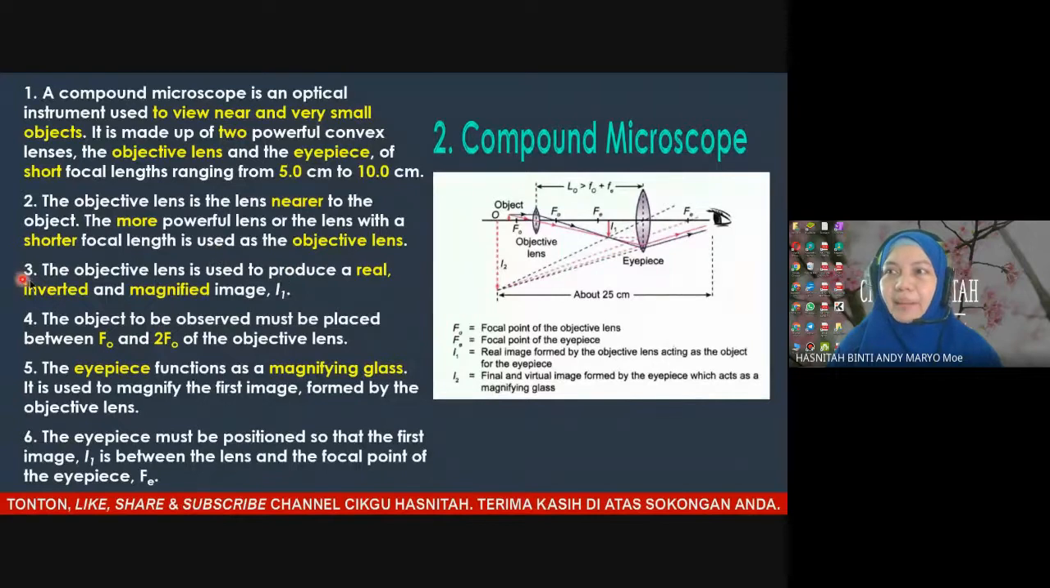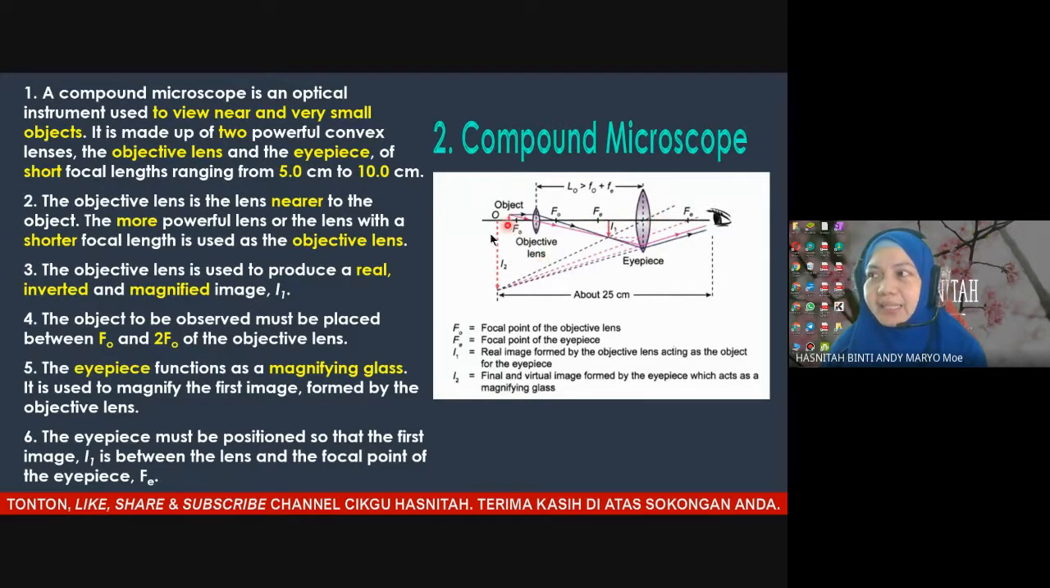And number 3, this is the image produced by the objective lens. So when you are using a microscope, the image will form twice, because it has two lenses. The first image is formed by the objective lens here. It is real. Why real? Because it is at the opposite side of the object, where we place our microorganisms, for example. So the image appears here. So it is real, and then it is inverted and magnified. And this first image formed by the objective lens will become the object for the eyepiece. I repeat, the first image formed by the objective lens will become the object of the eyepiece.